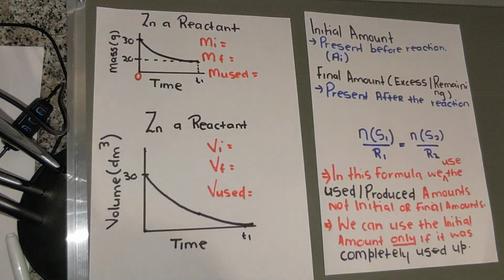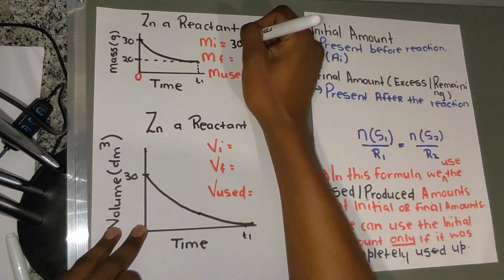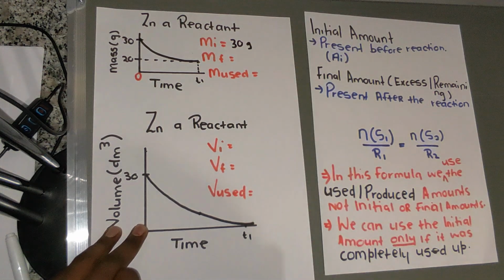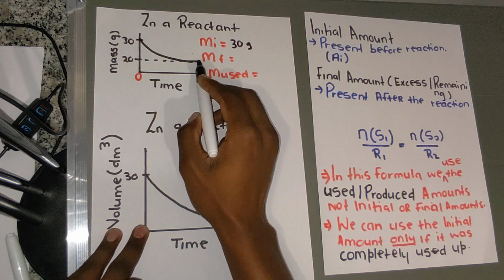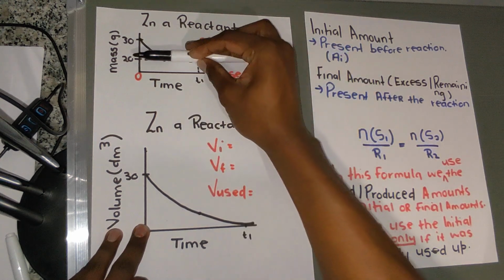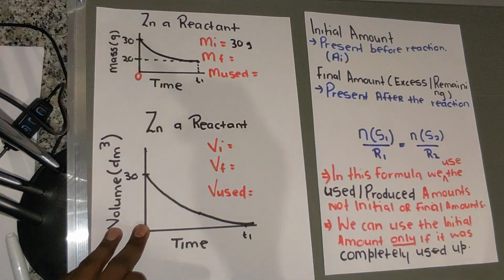What is the initial mass? What do we begin with? The initial mass here is 30 grams. And what is the final mass? We can see that the reaction is complete here. Why do we say it's complete? Because our graph is now horizontal. It means we have reached the completion of this reaction.